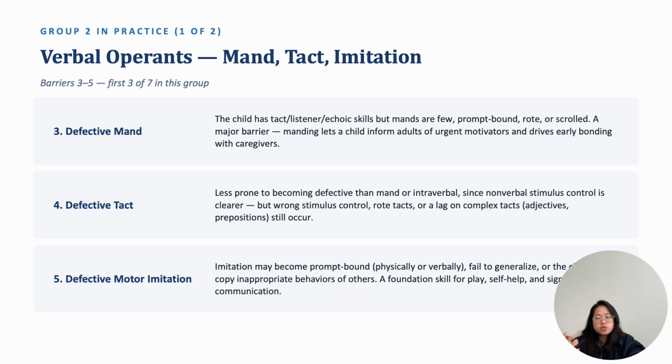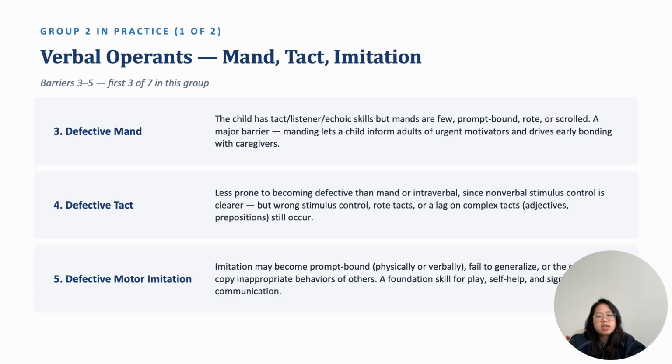So group 2 is the largest of the 5, covering 7 barriers tied to the core verbal operants and related skills. So first is defective MAND. This is where the child may have solid tact, listener, and echoic skills, but MANDs themselves are few in number, like prompt bound, rote, or scrolled, guessed through. So this is a major barrier because manding is what lets a child inform adults of urgent motivators in the moment, and it's a big part of early bonding process between a child and caregiver.